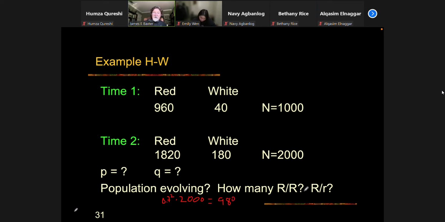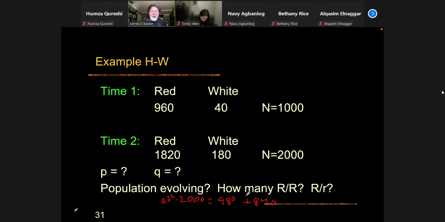And I'll leave it up to you to figure out the heterozygotes. What is the number of heterozygotes? 840. And they should add up to 1820. Okay, so that's how you go about it.